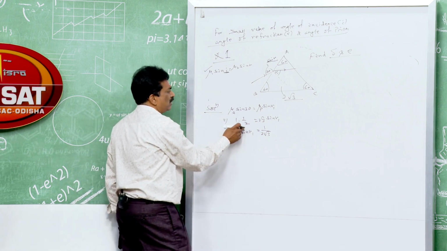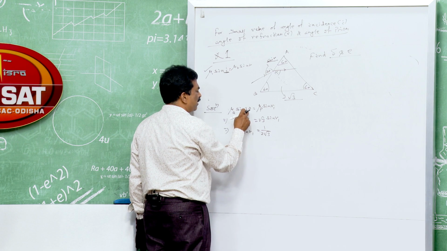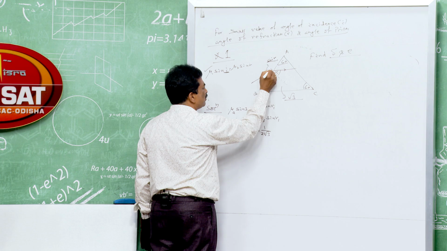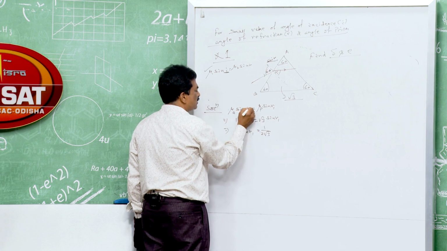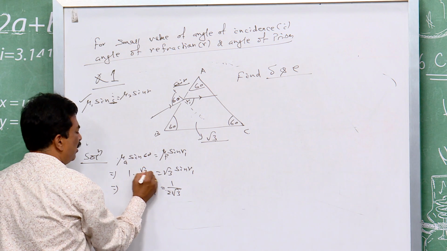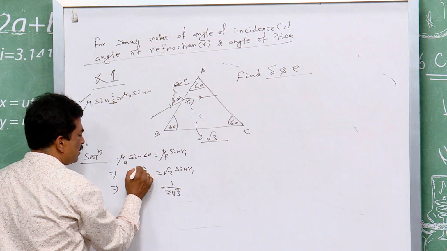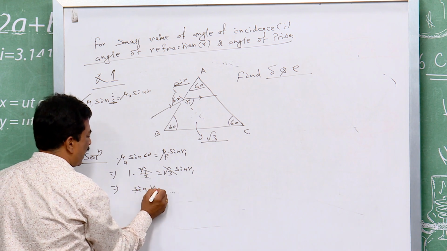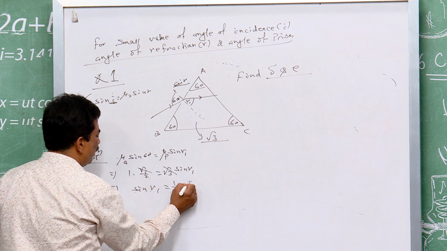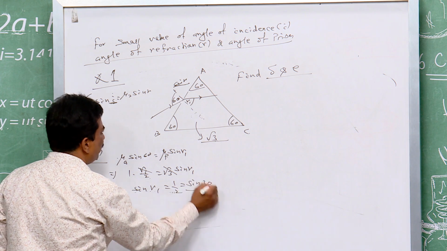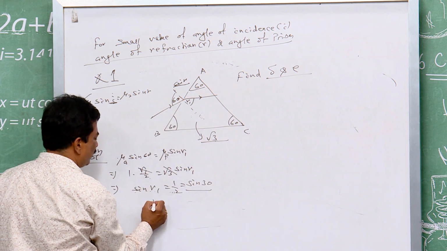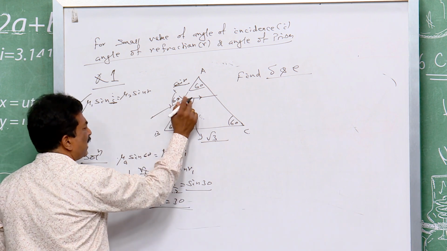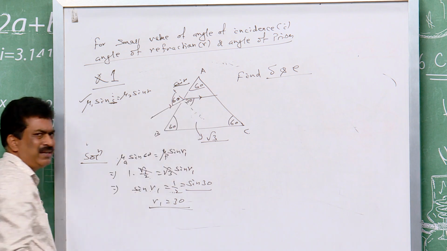Suppose the angle of incidence, instead of 30, to find the accurate value, is taken as 60. Then sin 60 is √3 by 2. So this √3 cancels, and that implies sin R1 is equal to 1 by 2, which means sin 30. Now we know that R1 is equal to 30. This angle now comes here as 30 degrees.